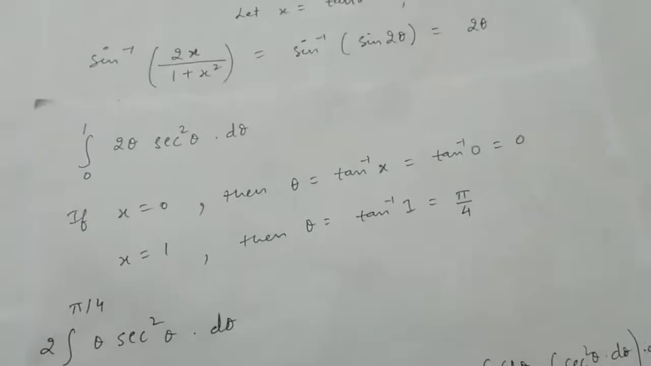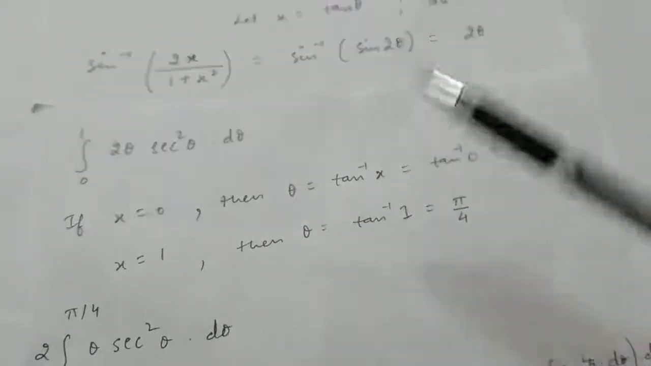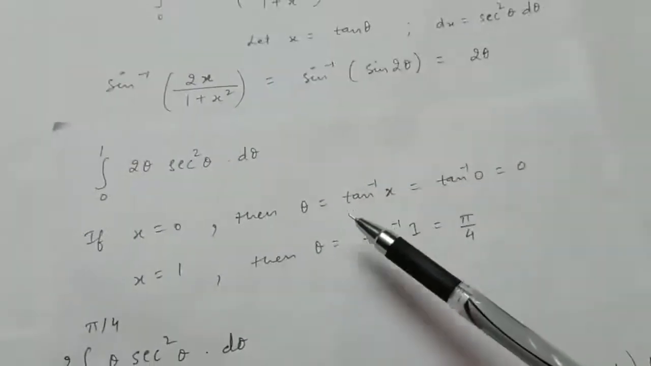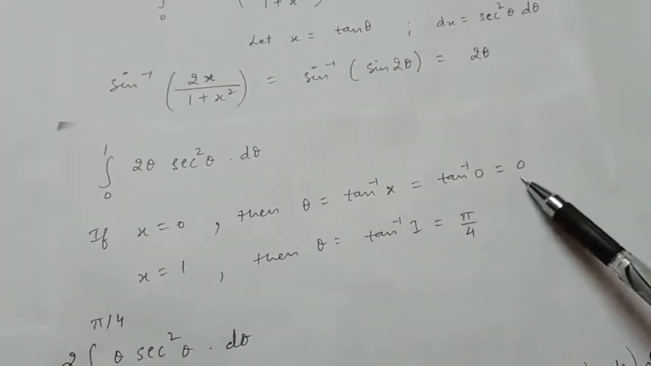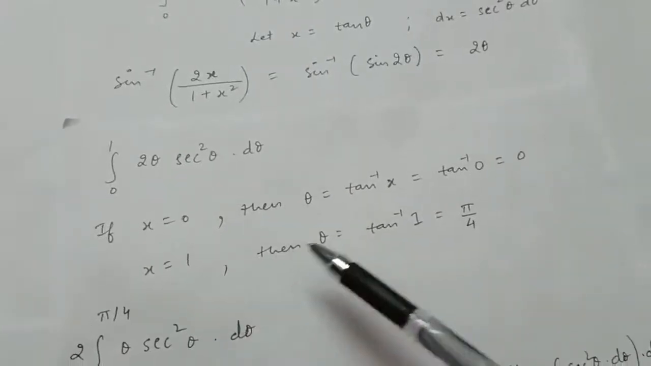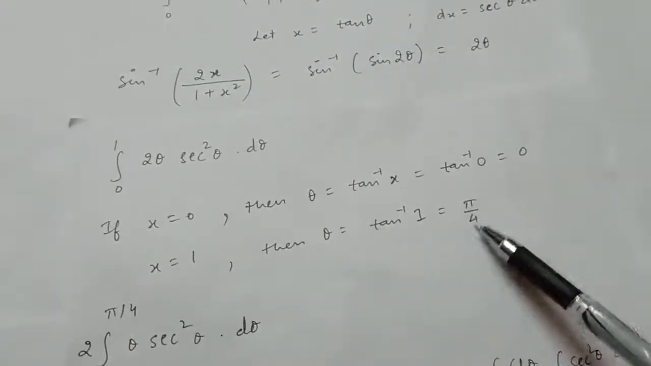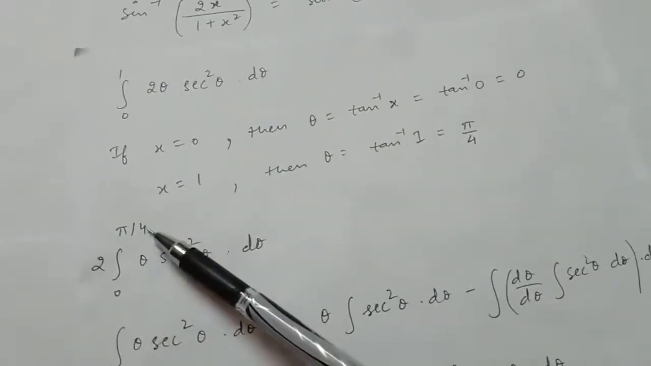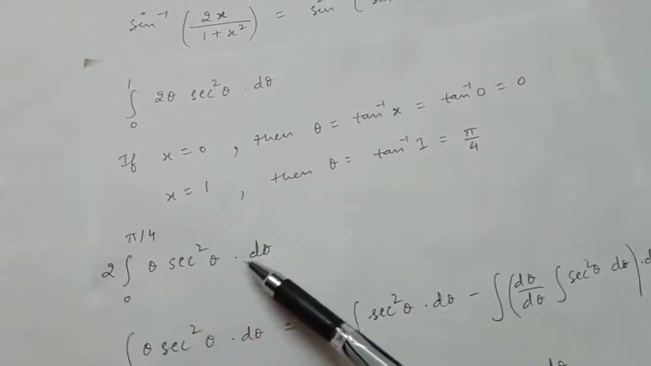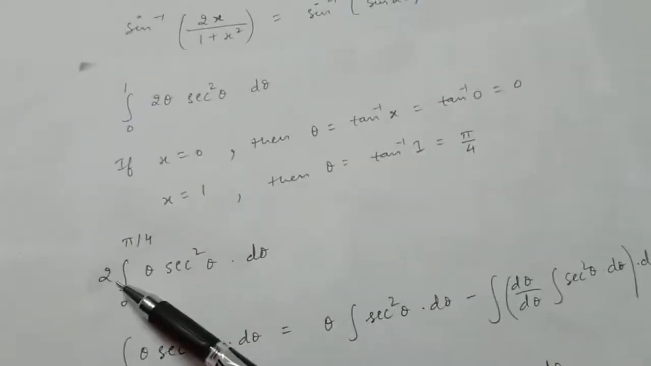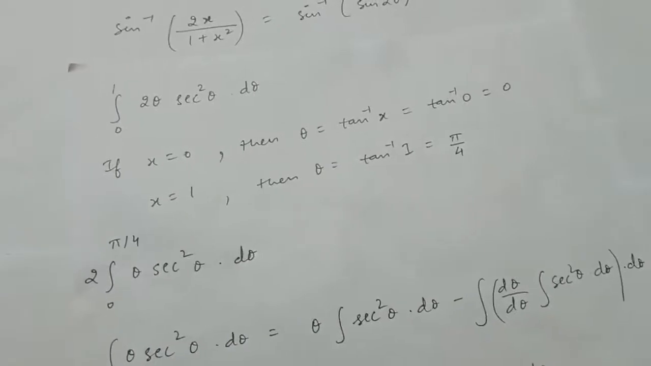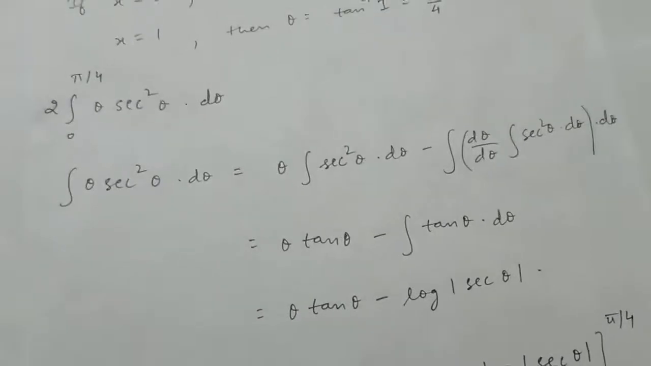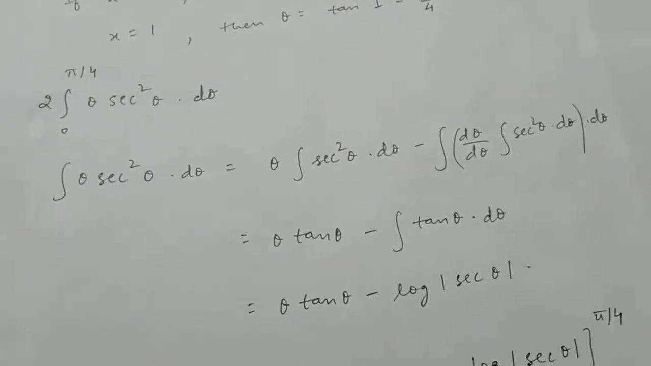When x is equal to 0, then theta will be, now see from here, theta is tan inverse x, so theta will be tan inverse 0 which is 0, and when x is 1, theta will be tan inverse 1, that is pi by 4. So the integral will now become from 0 to pi by 4, theta into secant square theta into d theta. 2 is a constant, therefore it is taken outside the integral, right? Now here apply the integration by parts, right?